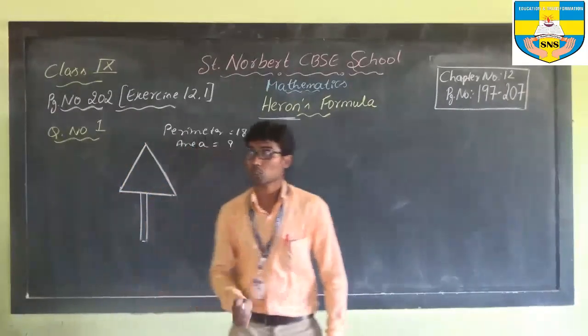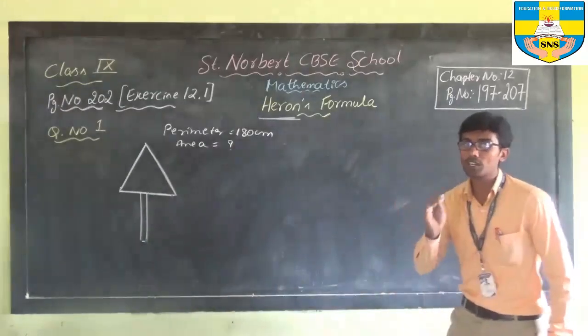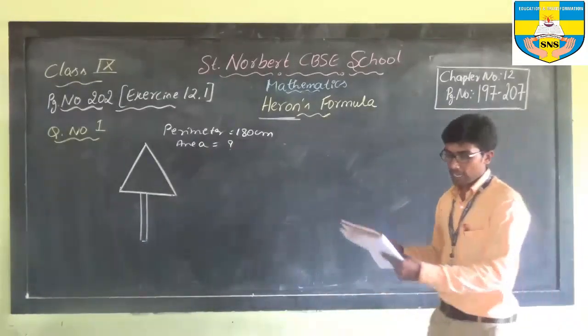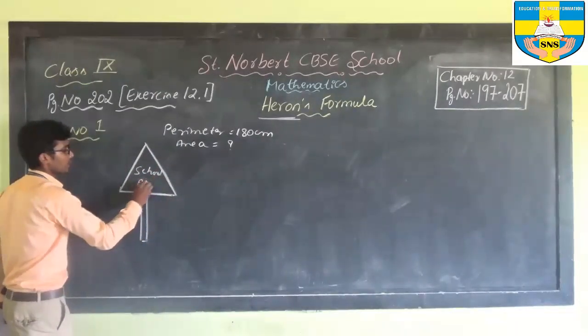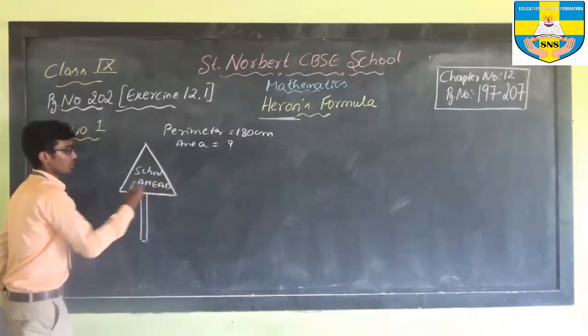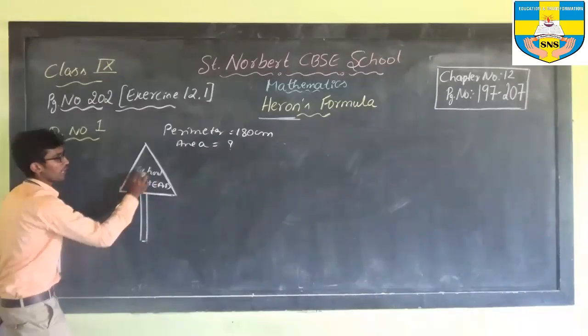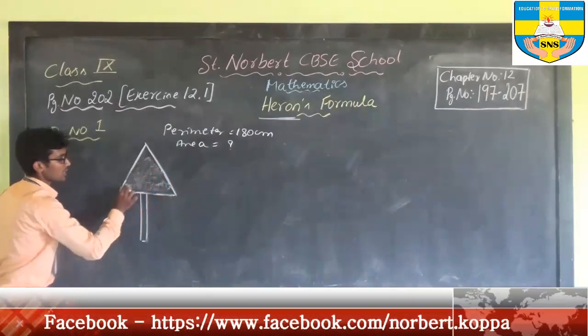They asked us to solve this problem by using only Heron's formula. Okay, and it is written school ahead on that board. Now don't worry about this. We need to calculate the area of this signal board.